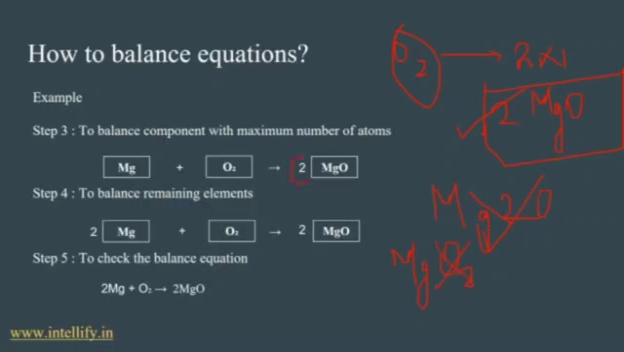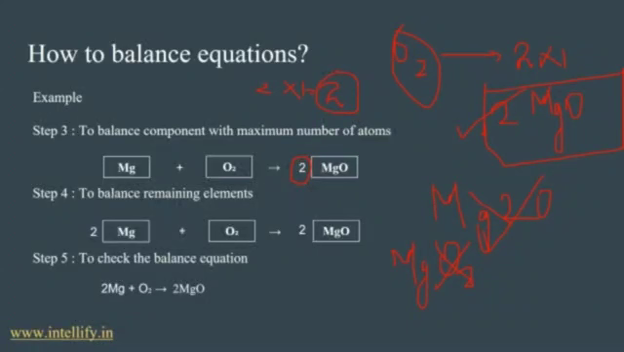What does this 2 actually represent? This 2 is not a number of atoms. It is actually the number of molecules required to complete this process. So don't confuse it with the number of atoms. These molecules multiplied by the number of atoms will give you the total number of atoms required for the chemical reaction. Next is to balance the remaining elements. So this is balanced now.